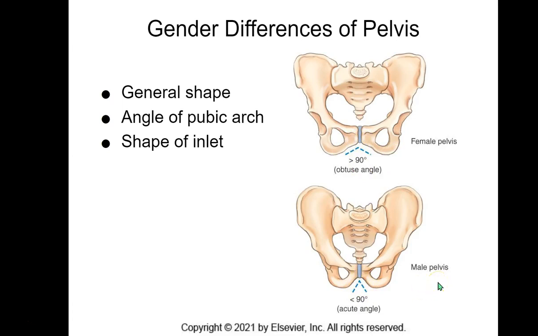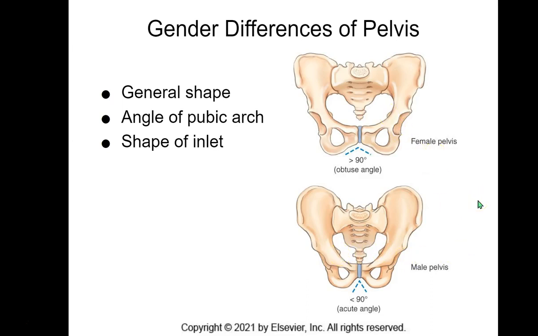A third difference between the female and male pelvis is that the ischial spines generally do not project as far medially towards the pelvic cavity in the female as they do in the male. So these little bumps right here are the ischial spine. And I don't know if you remember in our previous lecture, I said sometimes you can see them on an AP pelvis. Well, look at how the males tend to project more medially than the females.